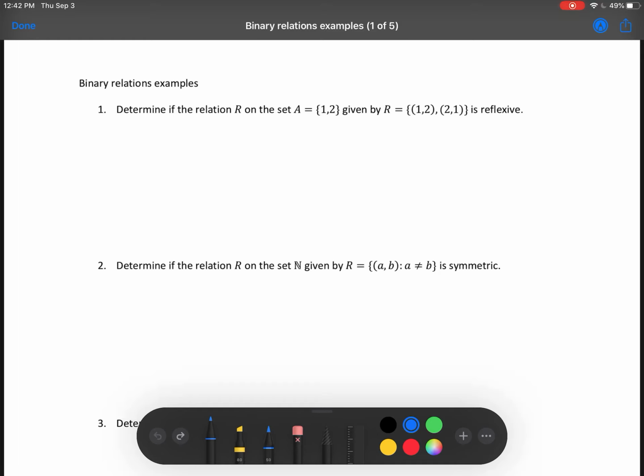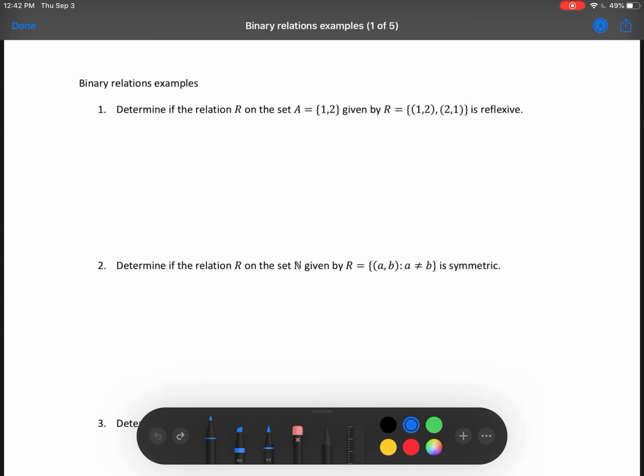Now this example is a little bit different than the ones in the notes, but remember that we define a relation R on a set A. So here our set is just containing those two numbers, and R is supposed to be a subset of A cross A, or the Cartesian product of A with A. So this is our relation, and it's just given to us. These are the only two ordered pairs in that relation.